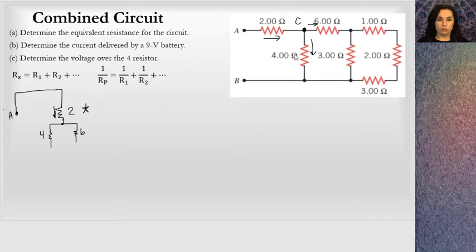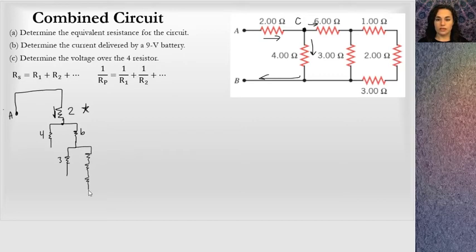Once it goes through the 4-ohm, it gets back to B, and I'm going to note that. After it goes through C, I have more things going on. Once it leaves C, I get a choice of going through the 3-ohm resistor. So I'll draw that 3-ohm resistor by itself. Or it can go through the 1 and the 2 and the 3 together. So let me draw that over on this side here.